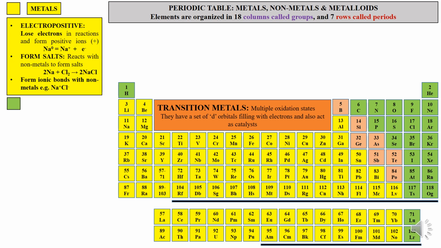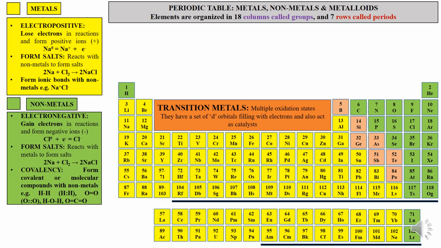Non-metals are highlighted in green in the periodic table. Here are some important properties of non-metals. Non-metals are electronegative in nature. That is to say, they gain electrons in reactions and form negative ions.